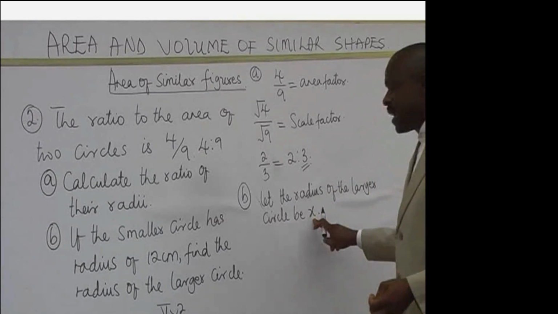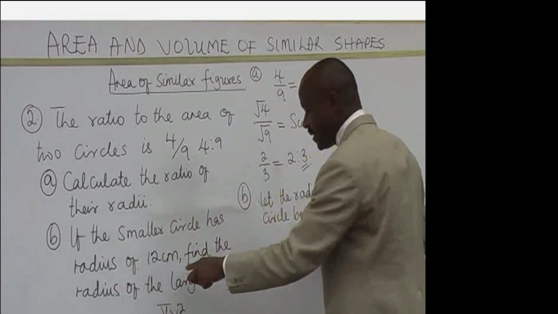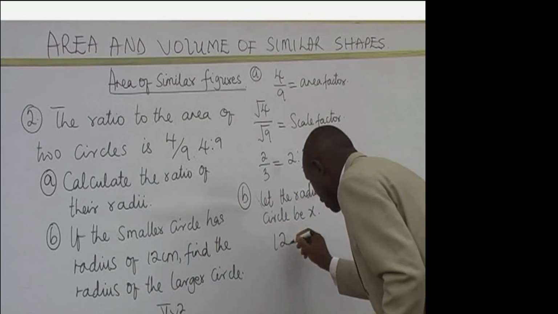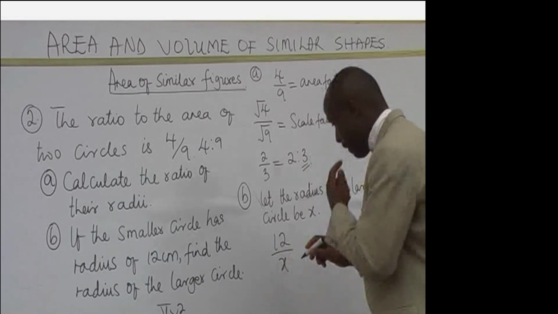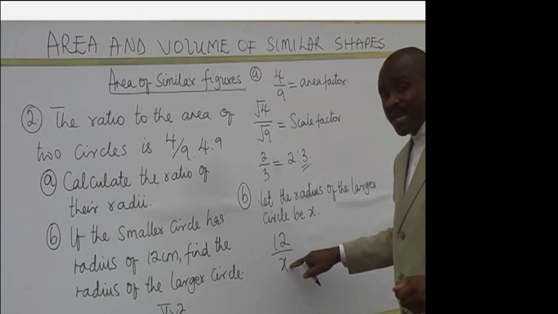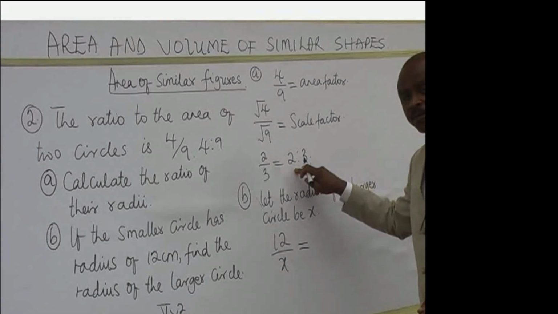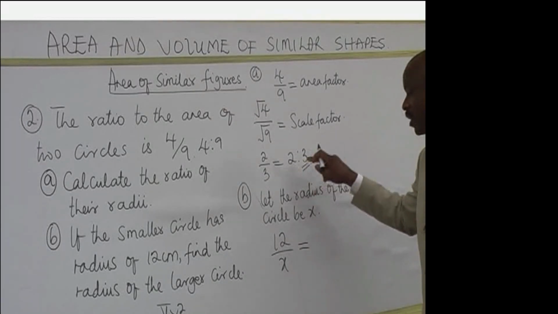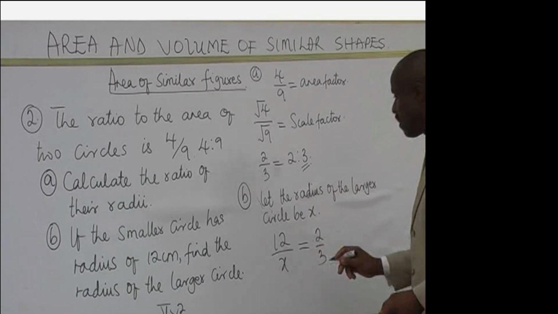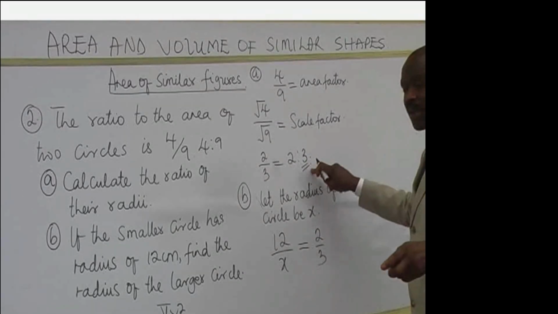Now, if the radius of the larger circle is x, and the question says in B that the radius of the smaller circle is 12, if you have this relationship, 12 all over x, radius of the smaller circle divided by radius of the bigger circle, is going to be equal to the ratio of the smaller circle divided by the ratio of the bigger circle, which is 2 all over 3.